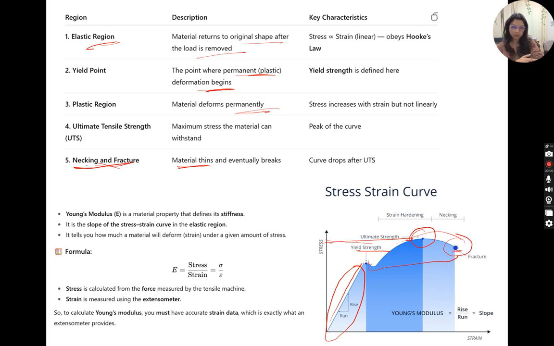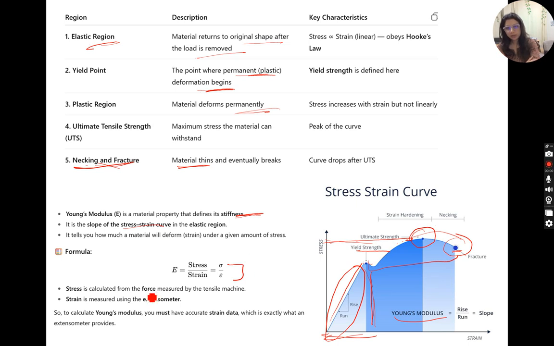That's how this curve can define the Young's modulus, which we can measure with the formula stress upon strain. It's a property that defines stiffness, from elastic to plastic deformation. It is the slope of the stress-strain curve, so here you can measure it by the slope, perpendicular upon base, where this is the stress and this is the strain. It's a formula that directly defines the ratio of stress upon strain.